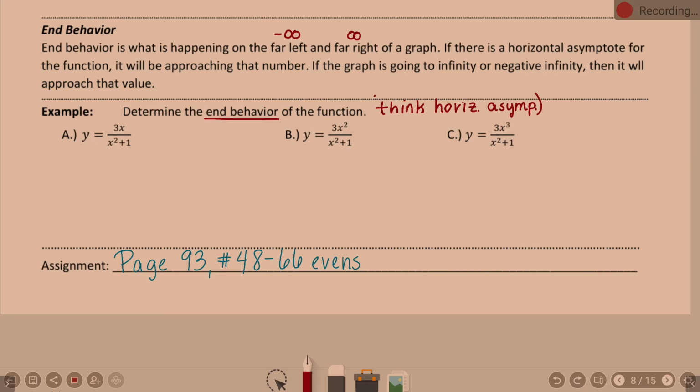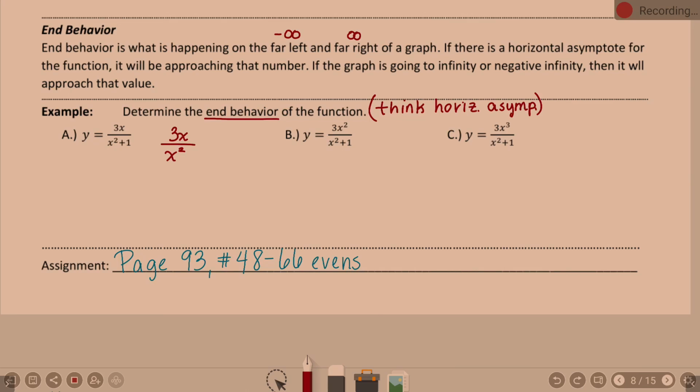Okay? I need you to think horizontal asymptote. Now, as you look at that first one, y equals 3x over x squared plus 1. What is your brain thinking? X squared plus 1. The bigger powers on... Okay. My biggest power on top is the 3x. The biggest power on bottom is the x squared, yes? So the rule of thumb there is that my bigger power is on bottom.